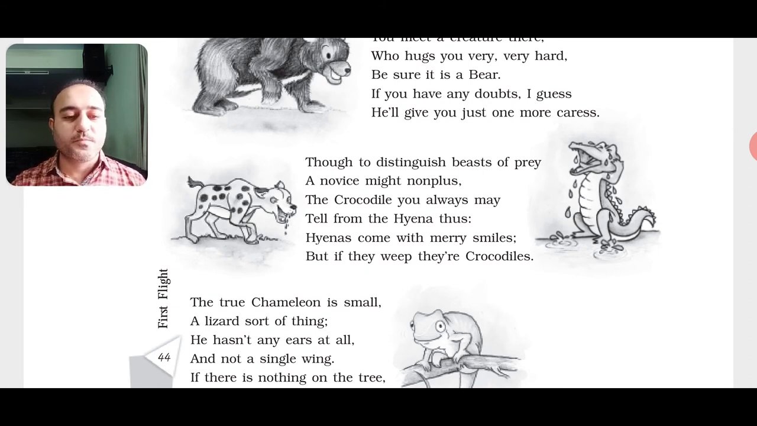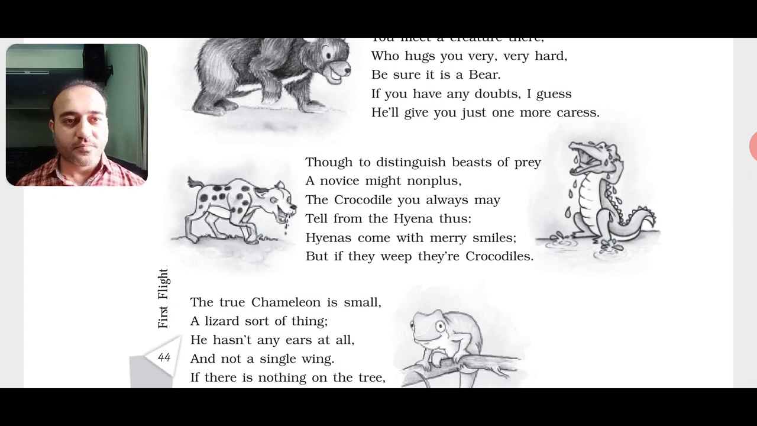So here the poet tries to help the reader by telling the difference between the two animals. Here the two animals are hyenas and the crocodile. Right, she says that hyenas will be smiling, as I had explained in the summary at the beginning of the poem, that while attacking their prey, the hyena's face looks like they are smiling. Whereas if it is shedding tears while attacking its prey, then we should understand that it is a crocodile. But here both the animals, hyenas as well as the crocodile, are very dangerous.